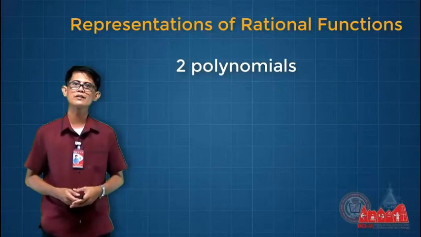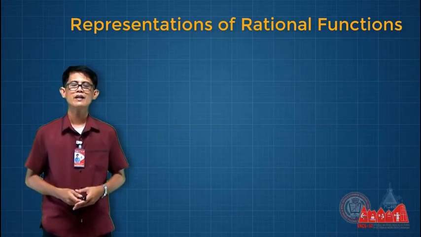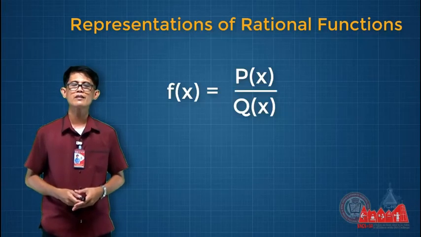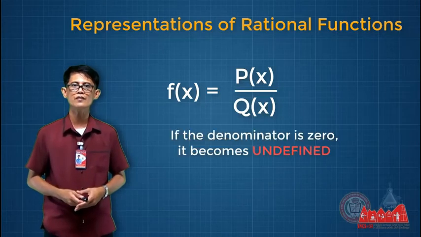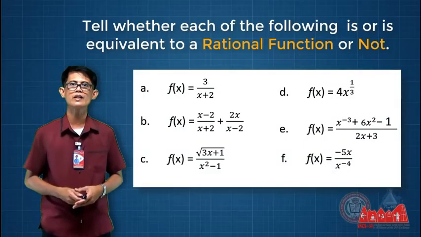When two polynomial functions are expressed as a quotient, a ratio or a fraction of two polynomials, then it is a rational function. It can be written as f of x equals p of x divided by q of x. The domain of any rational function is the set of all real numbers except the zeros of the denominator. If the denominator q of x is 0, it becomes undefined. Kaya dapat ingat tayo dyan. Where of course, the denominator q of x should not be equal to 0.